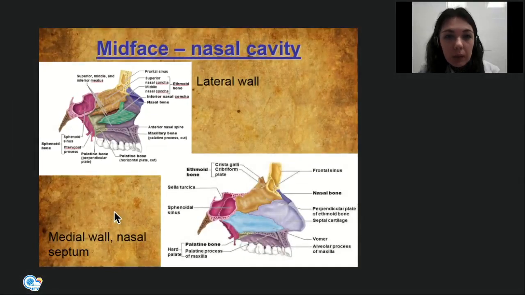So in the midface, there is the nasal cavity. The nasal cavity also has 4 walls: 2 lateral, superior, and inferior wall. Medially, it's not a wall, it is a division that serves to separate one part of the nasal cavity from another. It is the nasal septum.